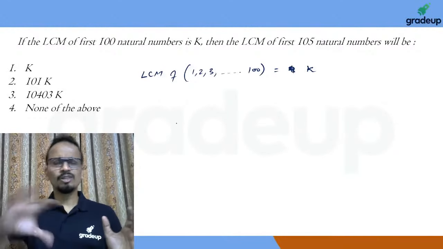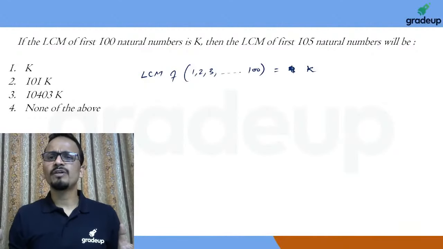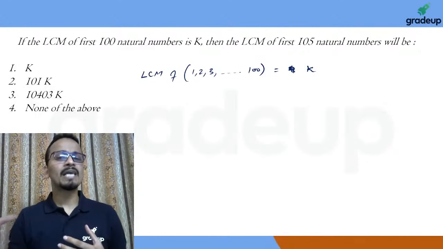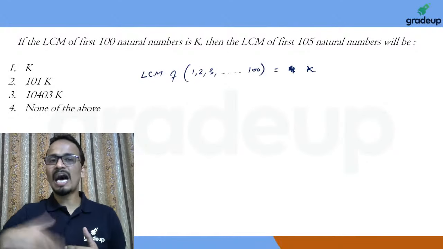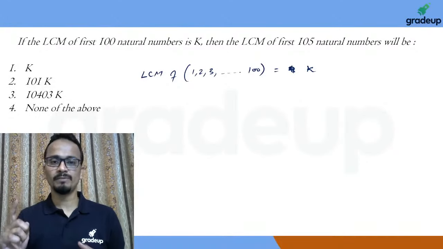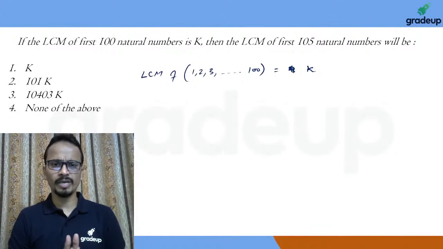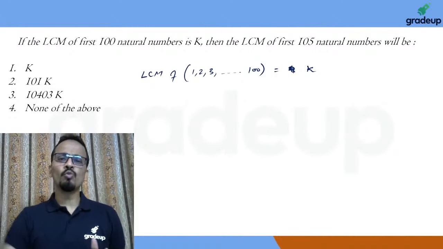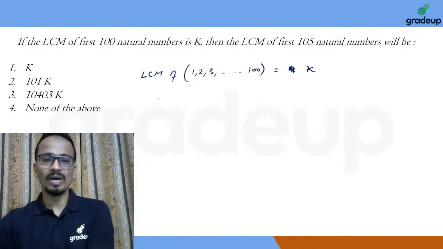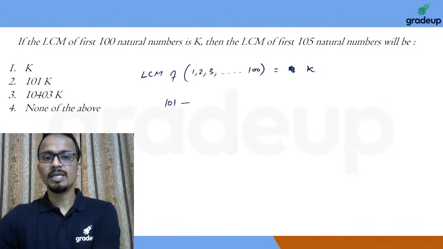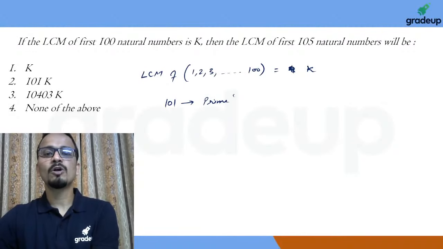Now I'll not directly look at the LCM of 105 numbers. I'll consider the numbers after 100 one by one. So the LCM of the first 100 numbers is given as k. Okay, now I'll include one more number, that is 101. Now 101, is this number a prime number or not?